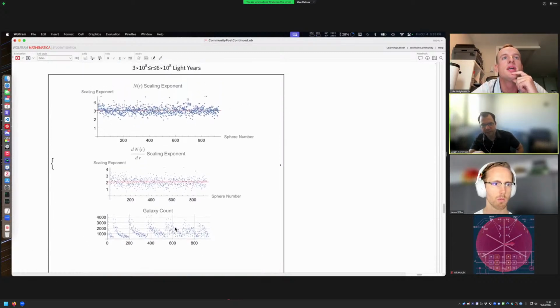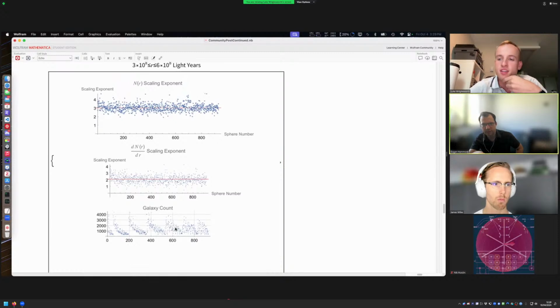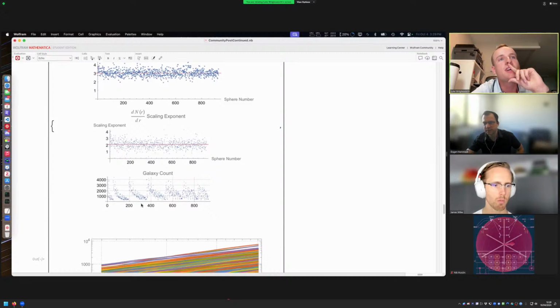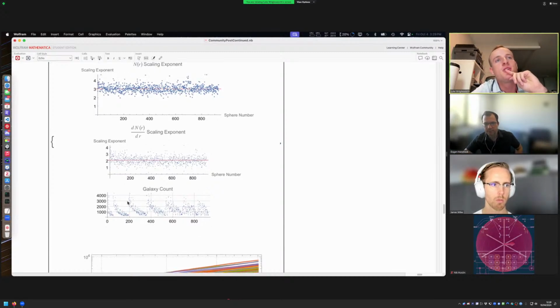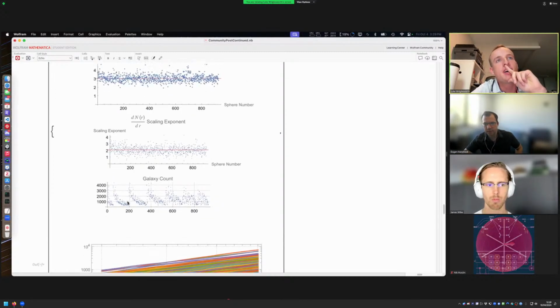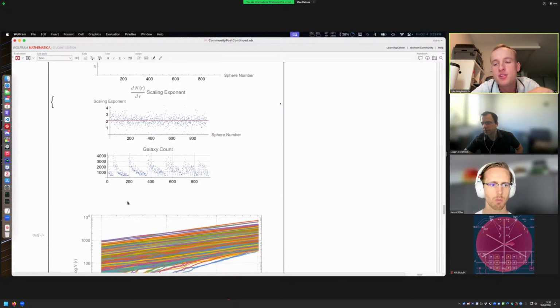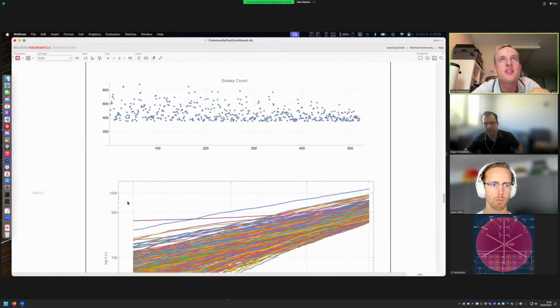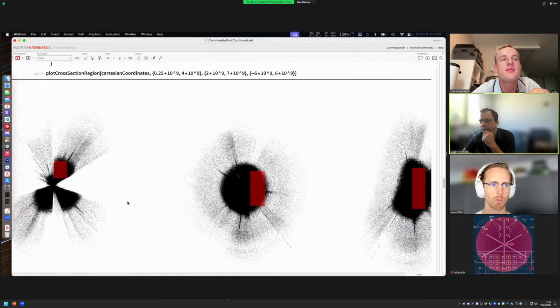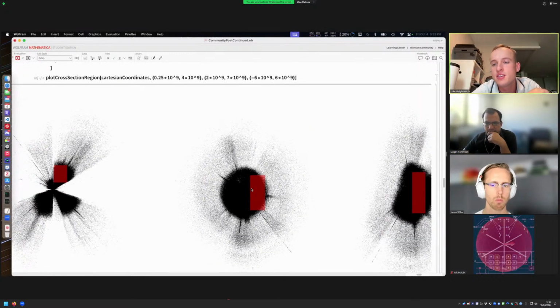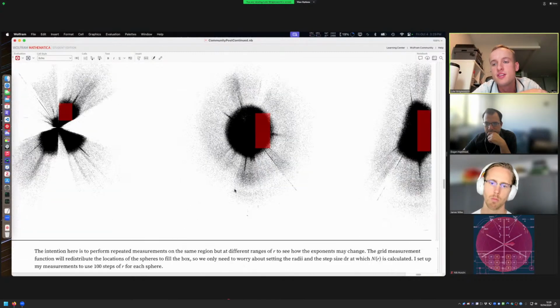I'm just trying to get the... why is there a pattern in the galaxy count? Because that's really interesting. I thought that was very interesting too. I think it is just because the distribution of the galaxies is not actually uniform. Like this, it looks like it's just a dense box. But if you were to zoom in on that, it's not actually uniform at all.